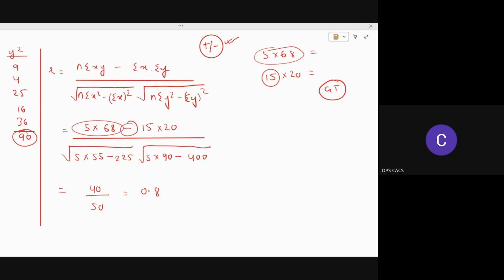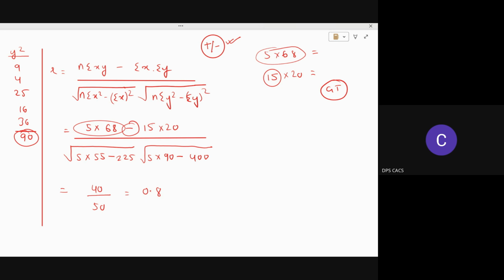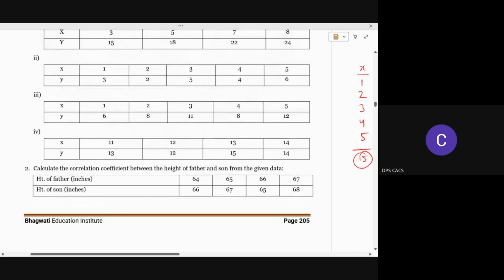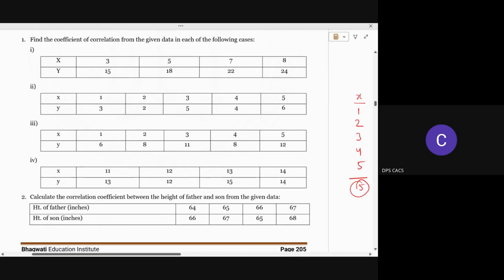Now, if you are done with this, can you give me the answer of part 4 of the same question? Part 2 we have done together, part 4 now. Everyone should give me the correct answer. The maximum amount of time that can be taken is 1 minute. Maximum 1 minute. Fast. GT button, you should be having a calculator with that.